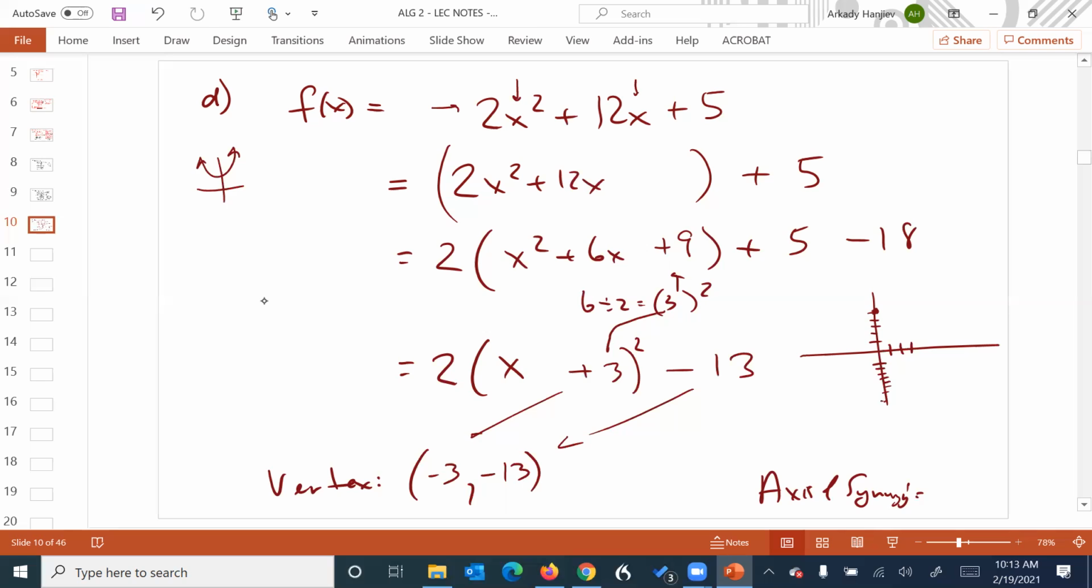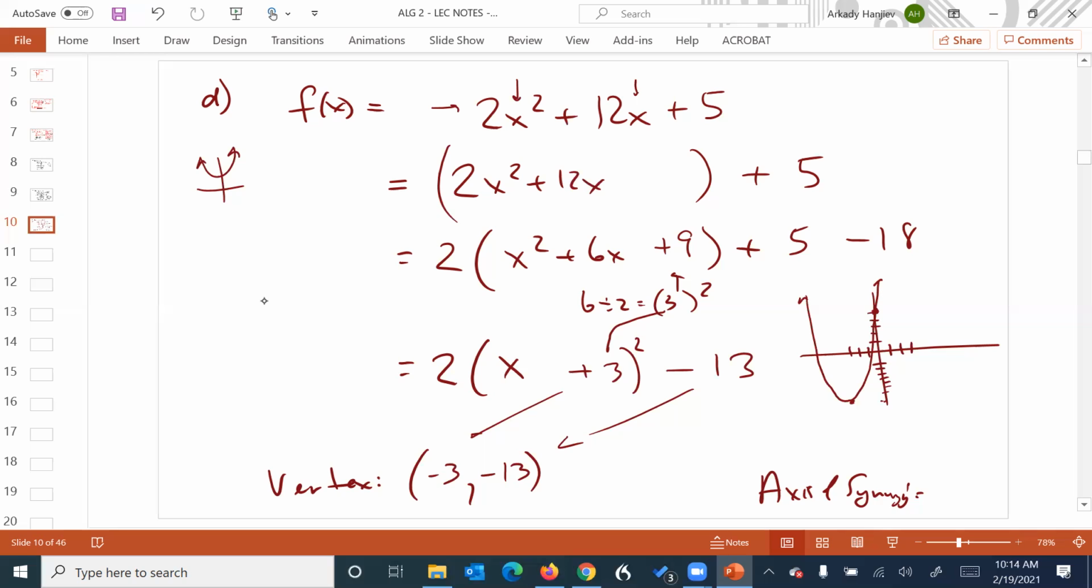Thank you so much. How about doing it correctly? -3, -13. Y-intercept, so easy to get. And the graph, I'm not trying to graph here, right? It's the vertex here. So I go like this, and there's my graph.